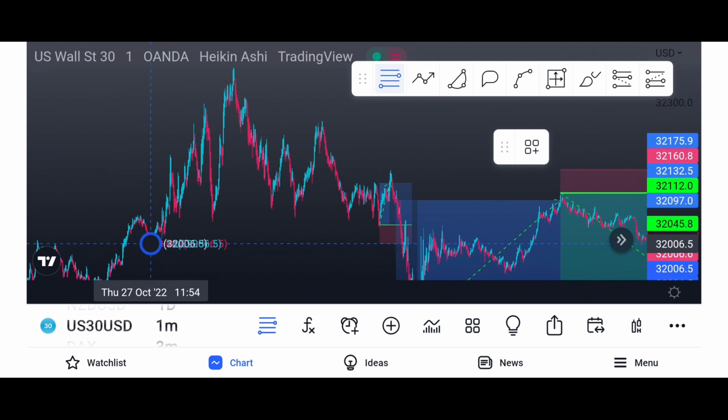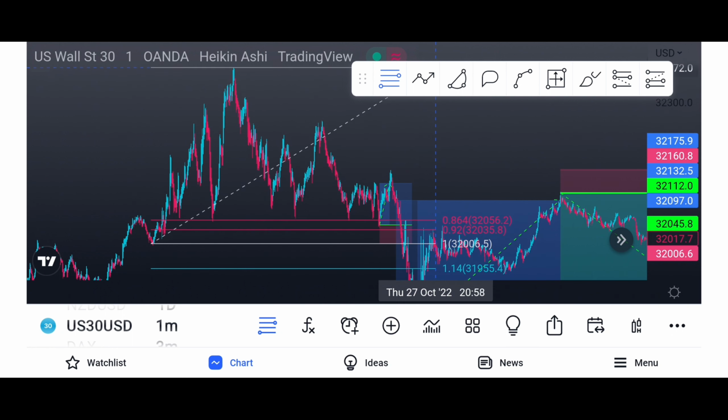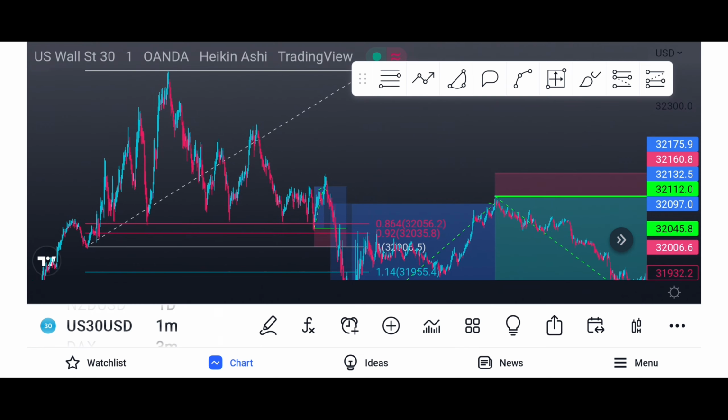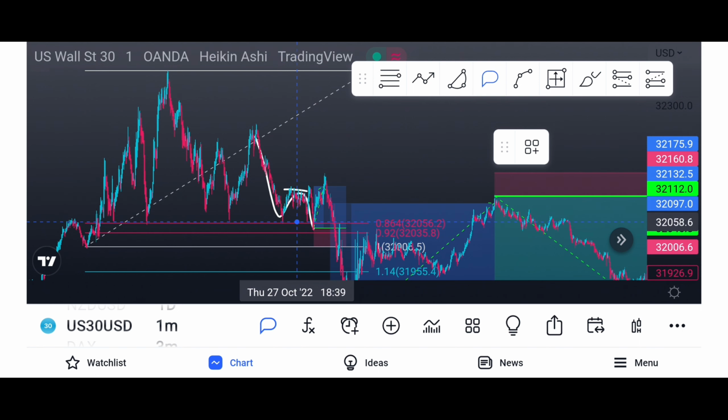Well, we are now at 86% of the previous leg, and in the 86% zone we have a flag. So we enter into the trade when we see the flag. My target point in this trade is above the flag.